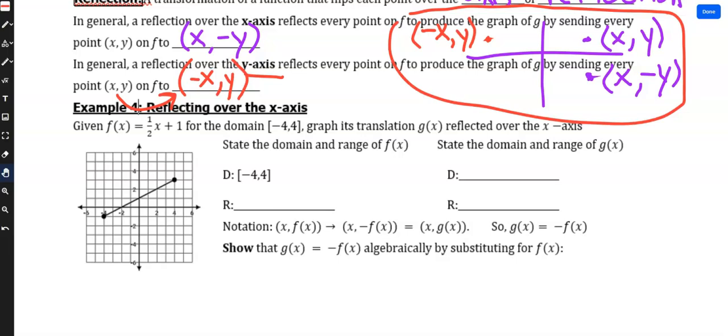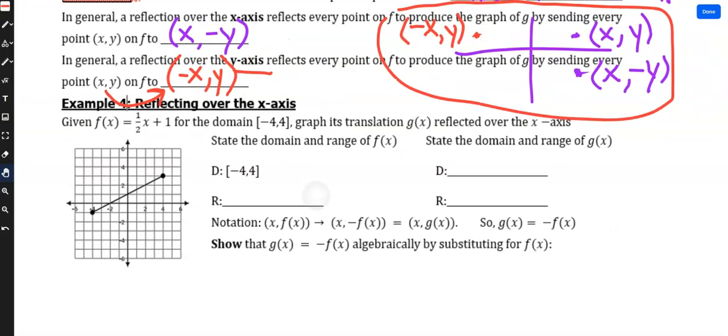Maybe there's another one, I don't know. 1/2 x plus 1, and they've graphed it for us, but only over the domain -4 to 4. Now the range of that, it goes from -1 up to a high value of 3. Here, I'll get rid of those little things.